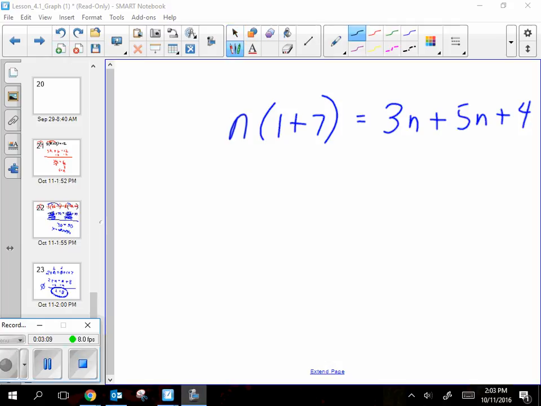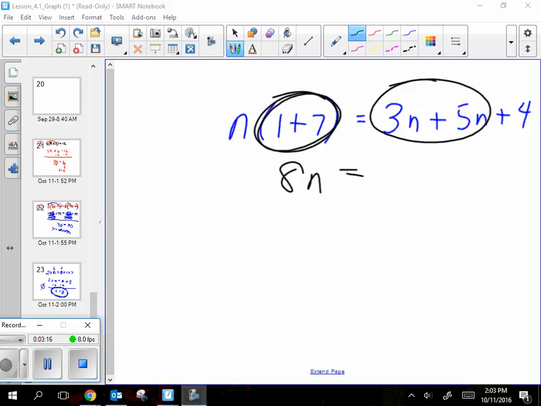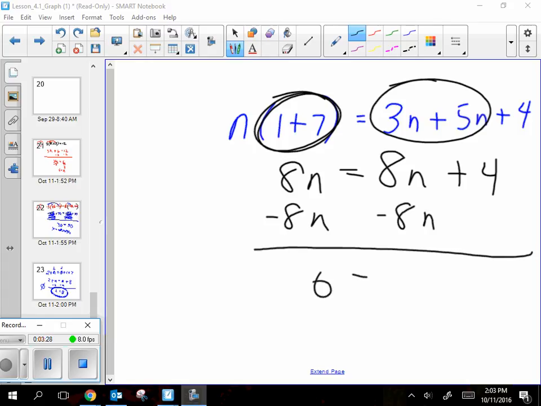All right. Hopefully you were smart enough to know that 1 plus 7 is 8, so this is 8n. And 5n and 3n, that also makes 8n plus 4. So if they're the same variable, you don't have to get rid of the smaller one. It's the same one. Pick either one. You take it, get rid of it. And you get 0 equals 4.